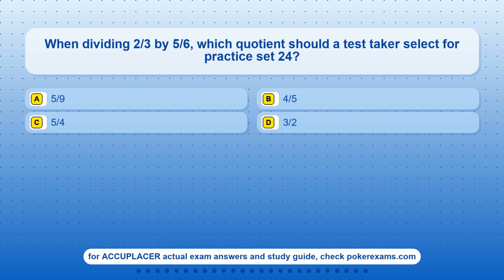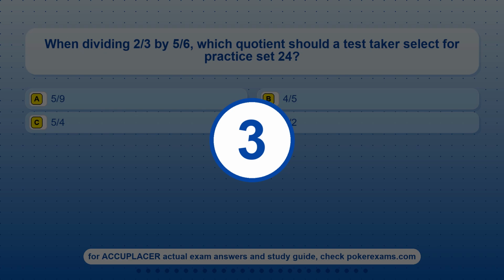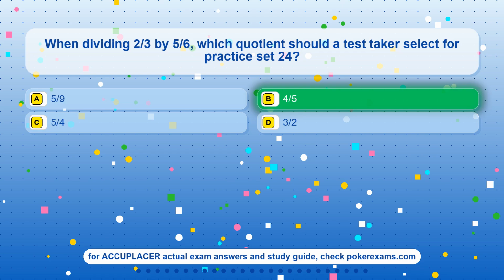Question 12. When dividing 2/3 by 5/6, which quotient should a test taker select for practice set 24? Option A, 5/9. Option B, 4/5. Option C, 5/4. Option D, 3/2. The correct answer is option B, 4/5.